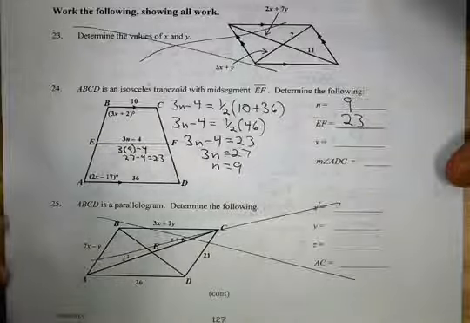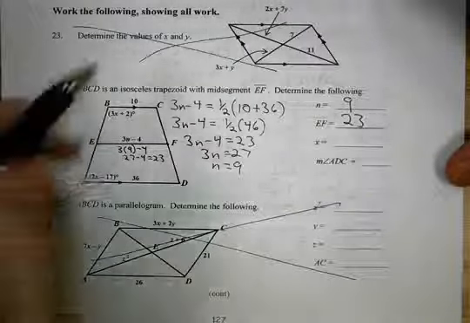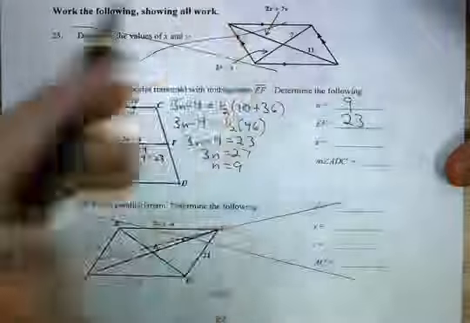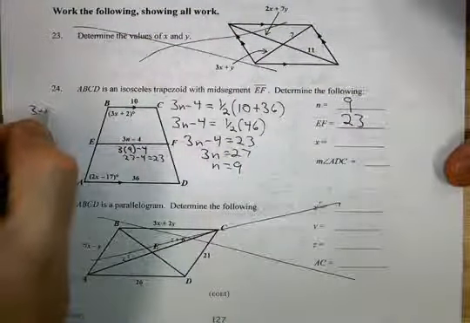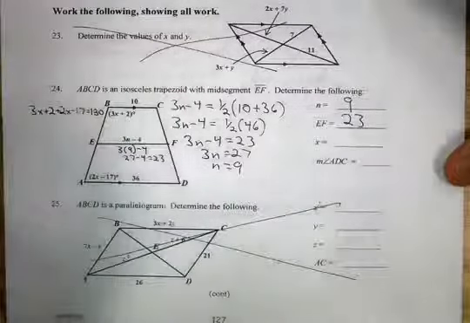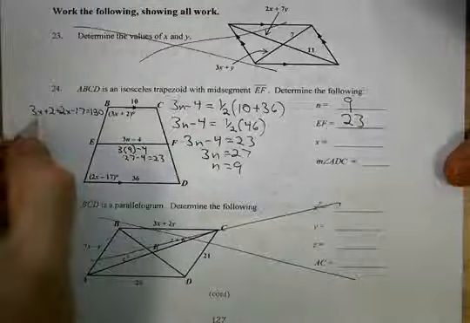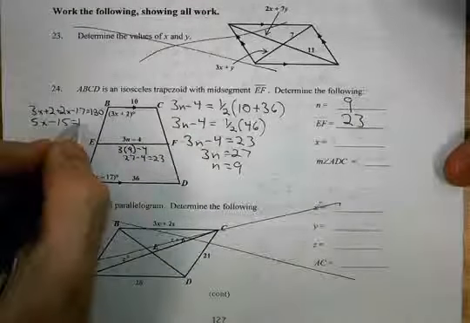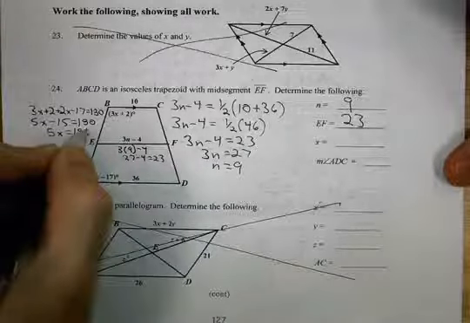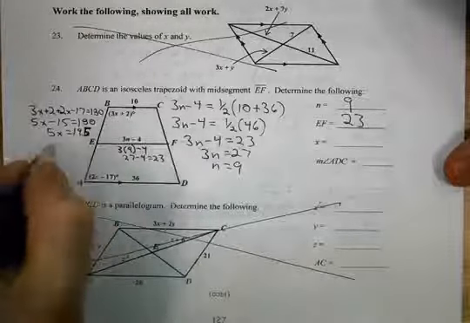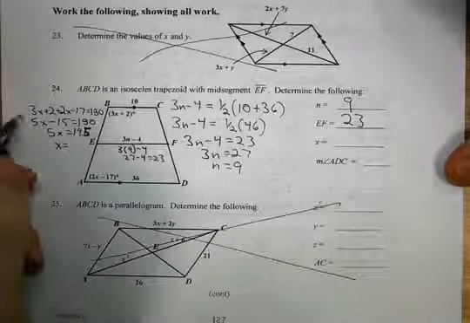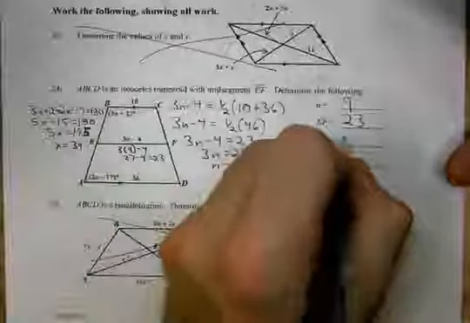For x, we have to look at the fact we have these two angles here, and this is a trapezoid. Isosceles or not, we know that those two angles in this case are supplementary. 3x plus 2 plus 2x minus 17 equals 180. I combine the x's and I get 5x minus 15 equals 180. 5x equals 195. Oops, make that a 5. If I divide both sides by 5, that leaves me with x is 39.